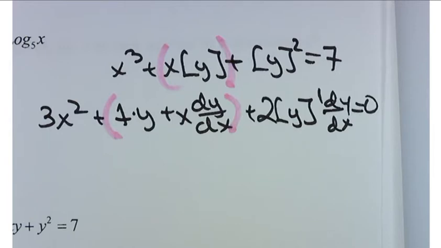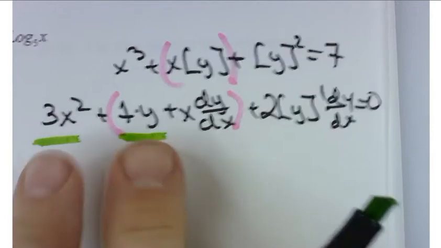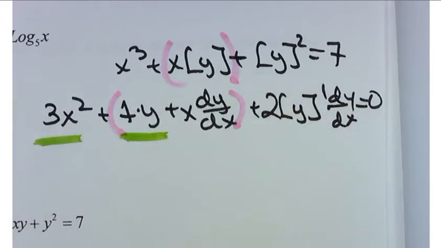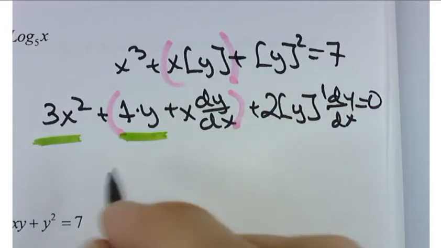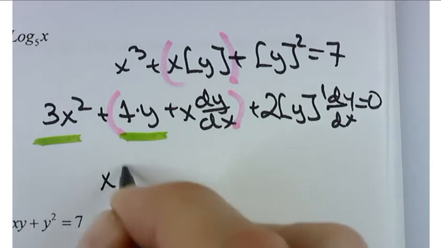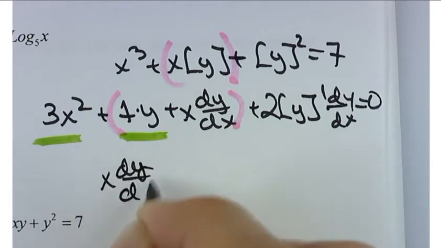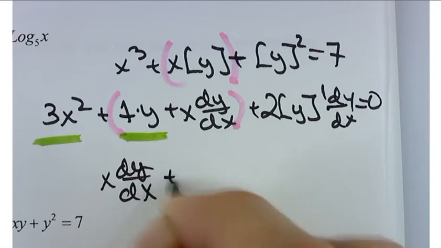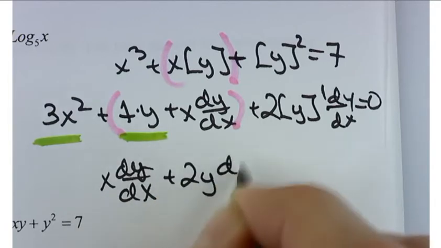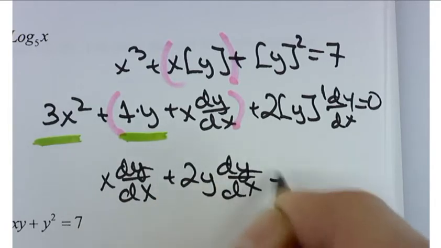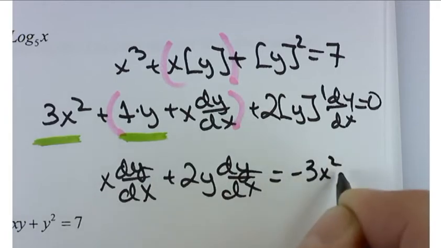Okay, so there's a couple terms here that have nothing to do with my dy dx term. That's this term and this term. So I'm going to kick those to the right-hand side of my equation and rewrite it like this. I'll have x dy by dx plus 2y dy by dx equals negative 3x squared minus y.